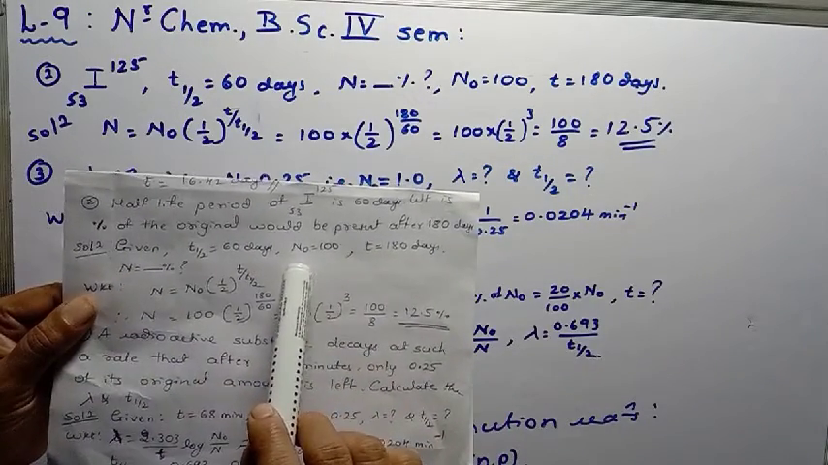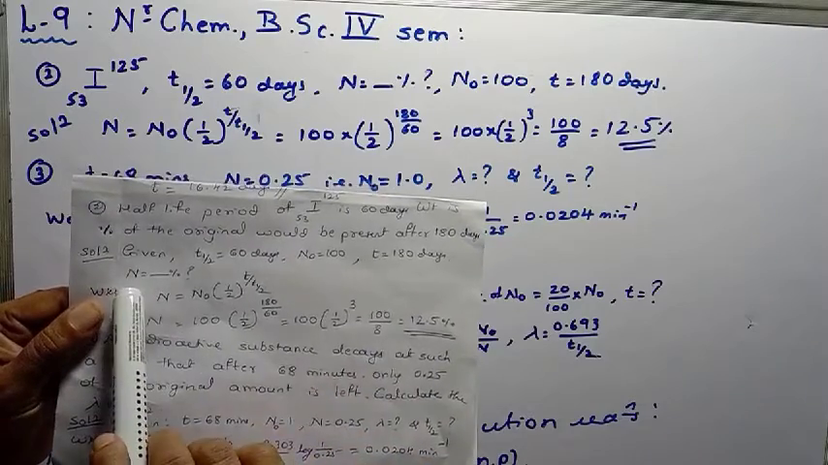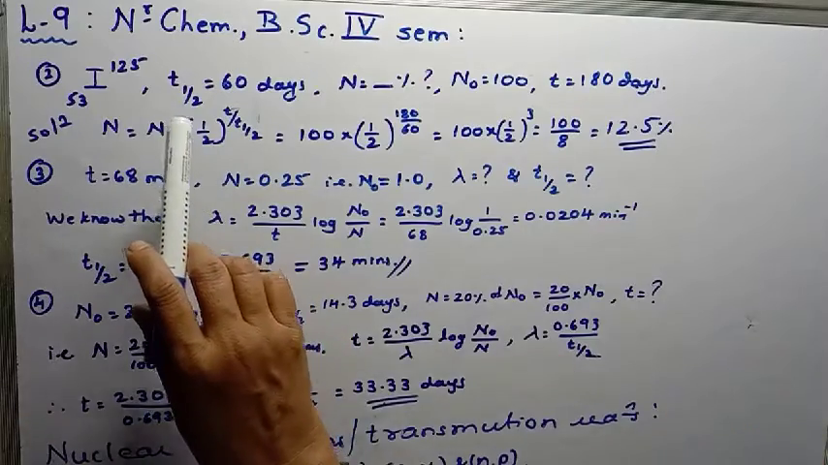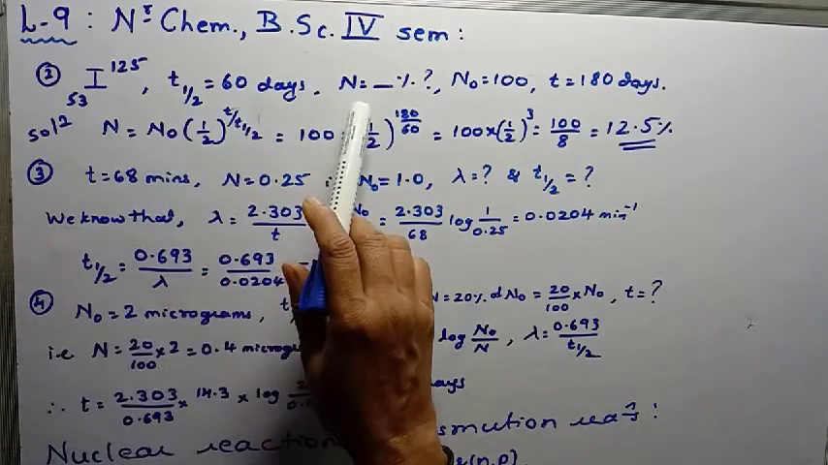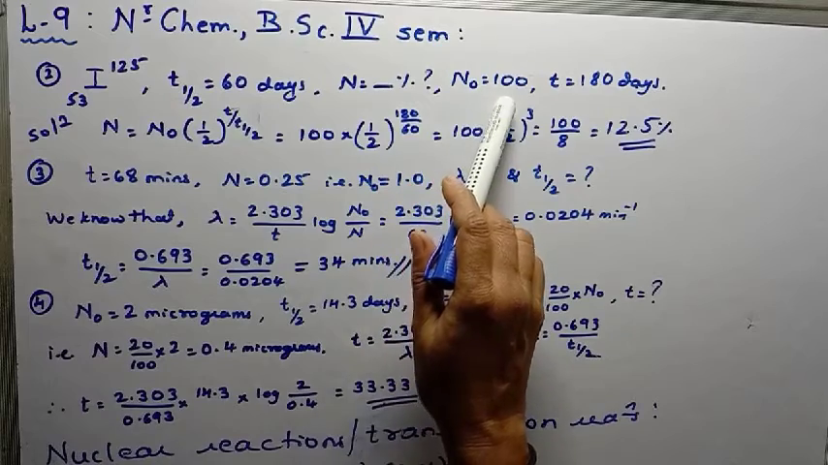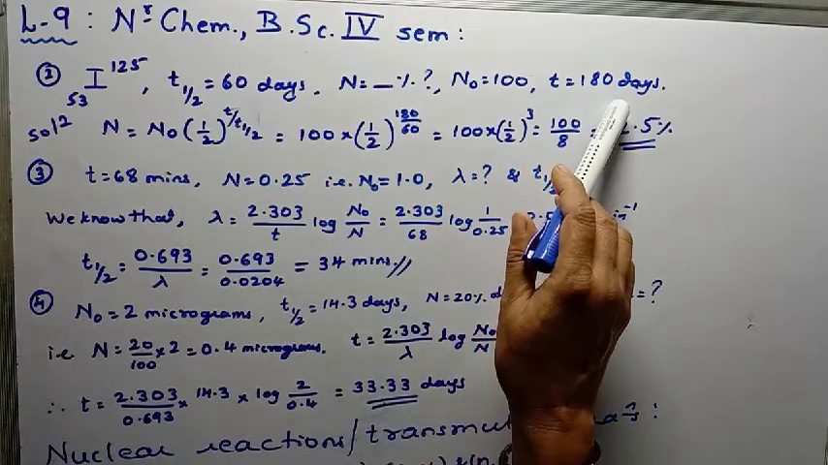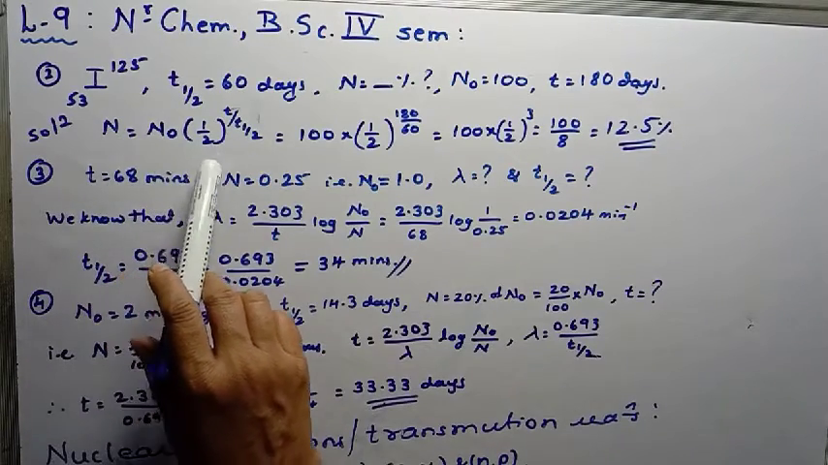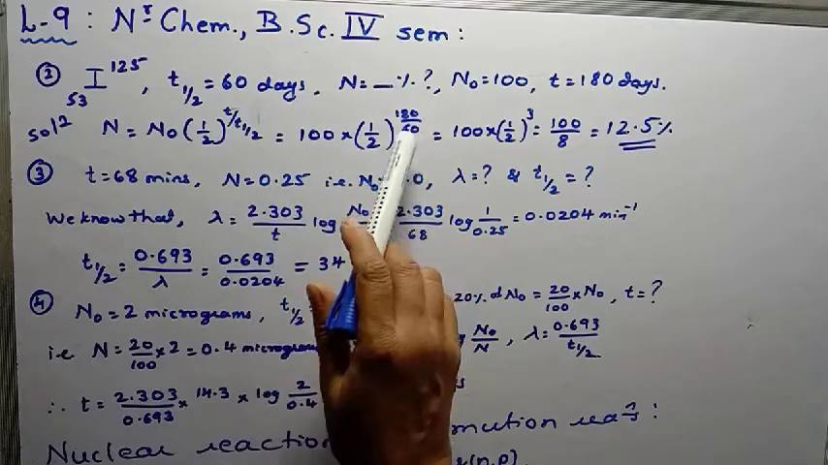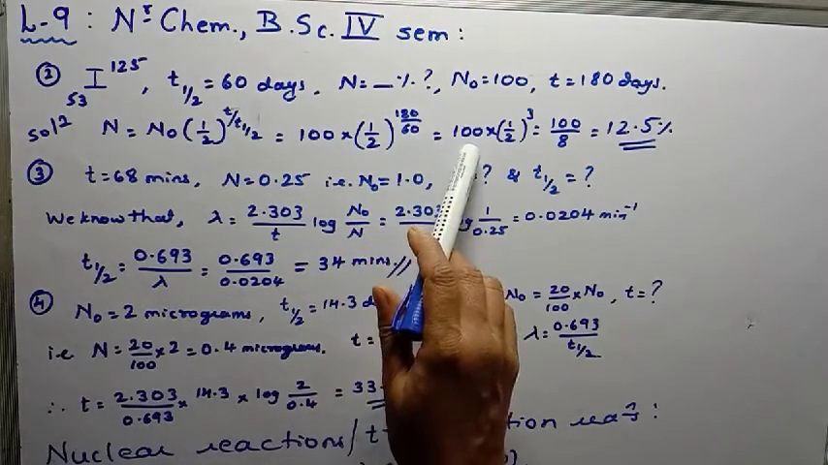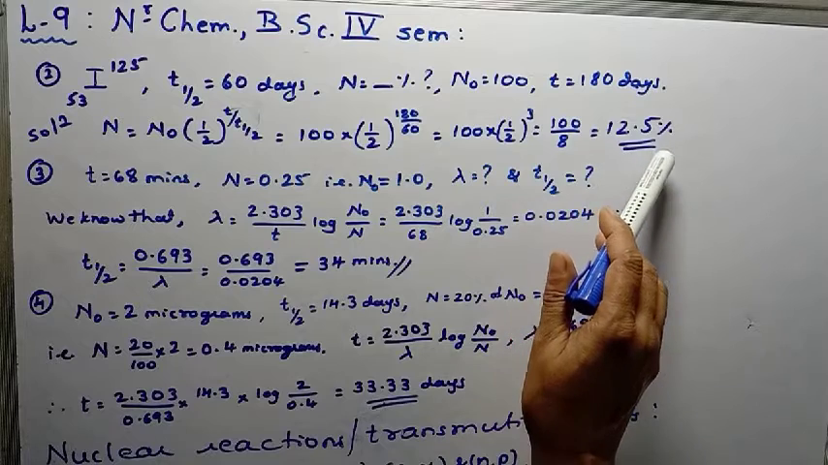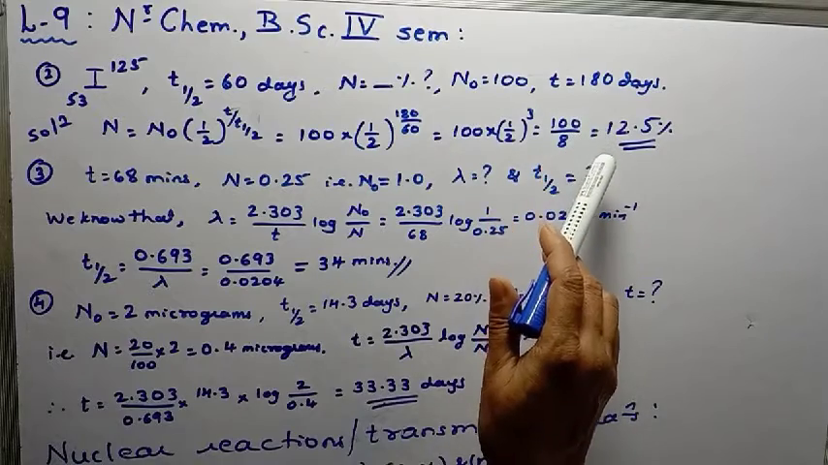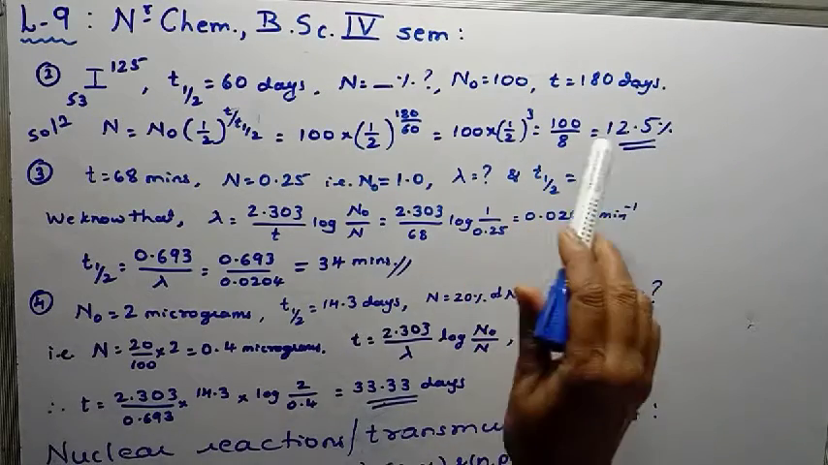The original N0 must be 100 and N we have to find out. T half is 60 days, N0 is 100, and t is 180 days. We know the relation N is equal to N0 times half raised to t by T half. By substituting the values and simplifying, you will get 12.5%. That is the answer: after 180 days, 12.5% of the original will be left.